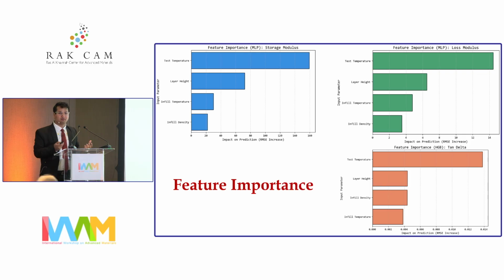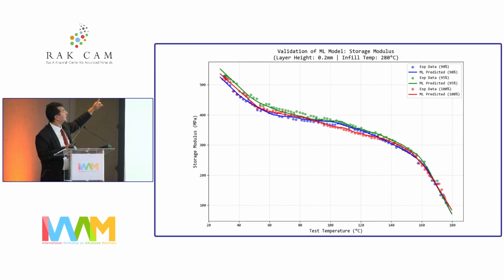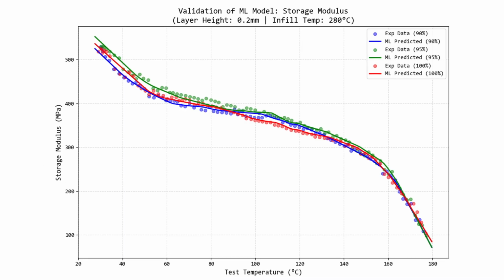What I wanted to do was optimize my parameters, to see which parameter affects my dynamic mechanical properties. In storage modulus, if you look at all the graphs, you will see test temperature has the highest value. For storage modulus, layer height gave the best optimum parameters. For loss modulus, it was layer height as well, but you can see the sequence is different in tan delta.